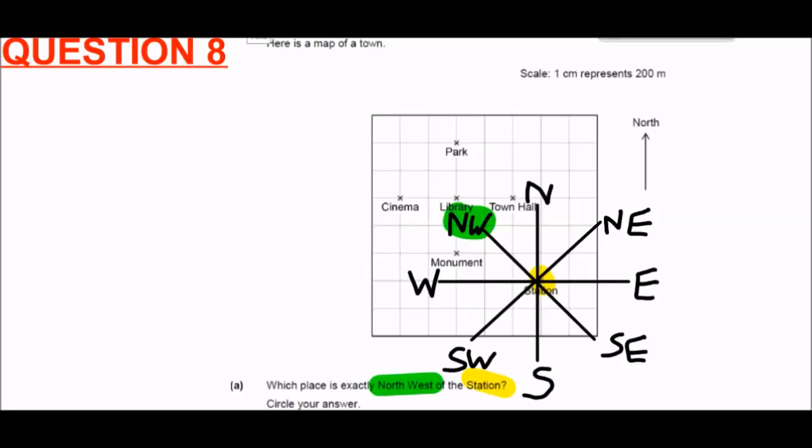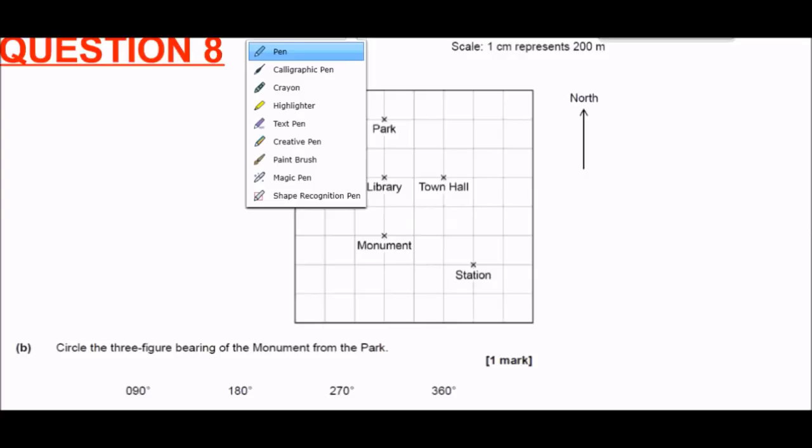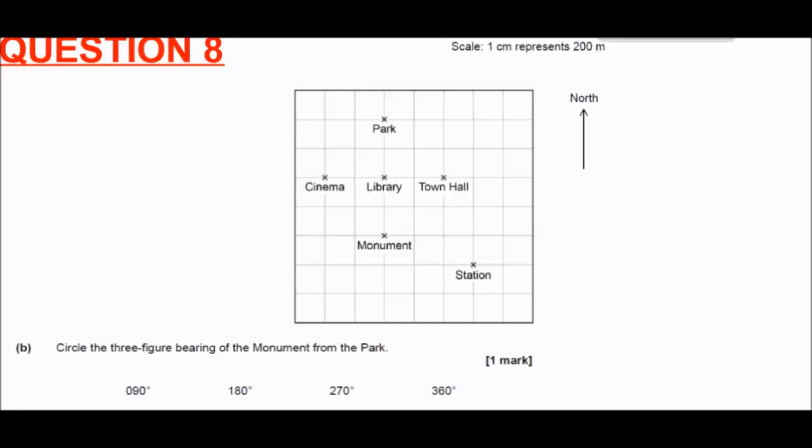And so what we need to do here is just circle that we're looking at the library. So it says circle your answer. I'm going to have to circle the library. And then we're done for part A. Part B, it says circle the 3-figure bearing of the monument from the park. So have a look here where the bearing's measured from, and it says from the park.